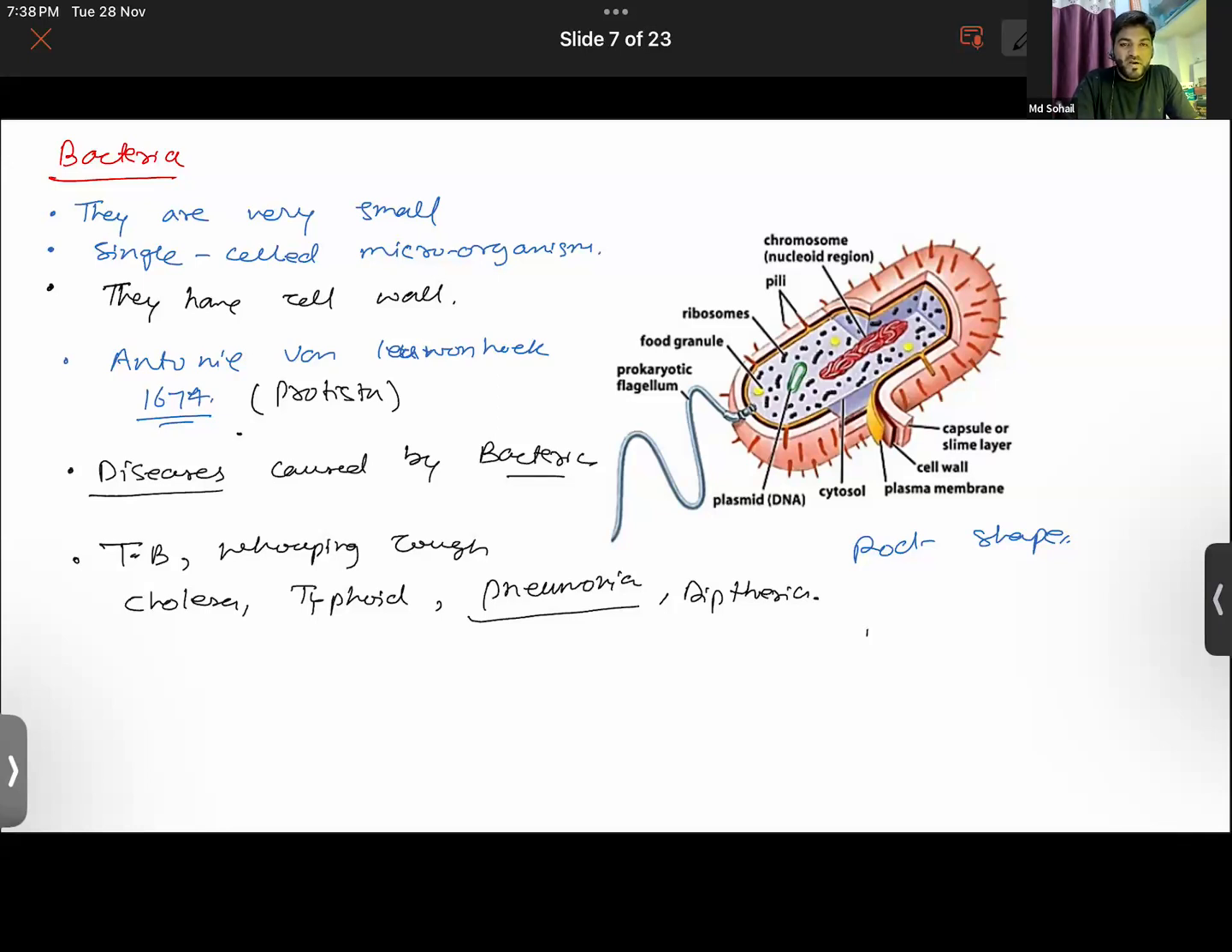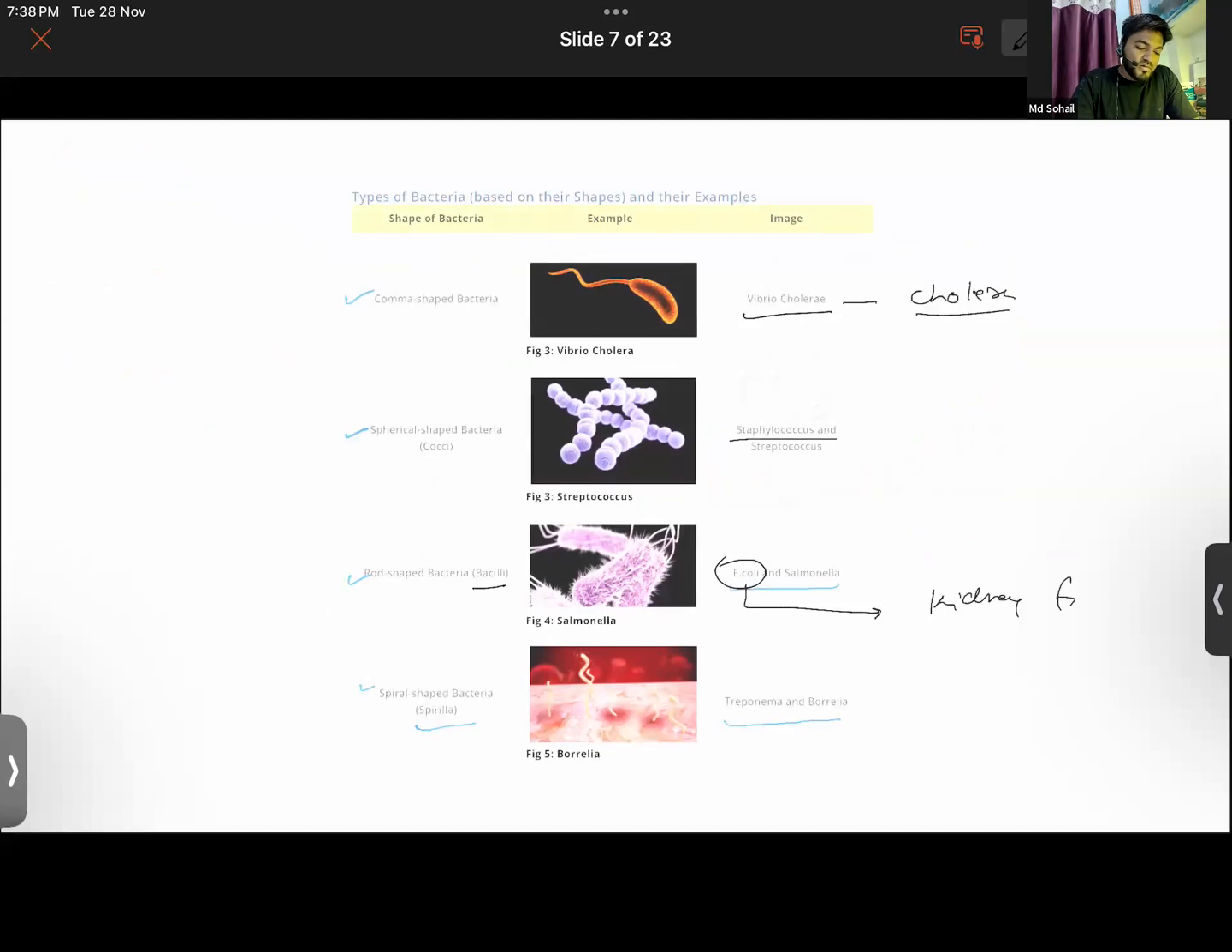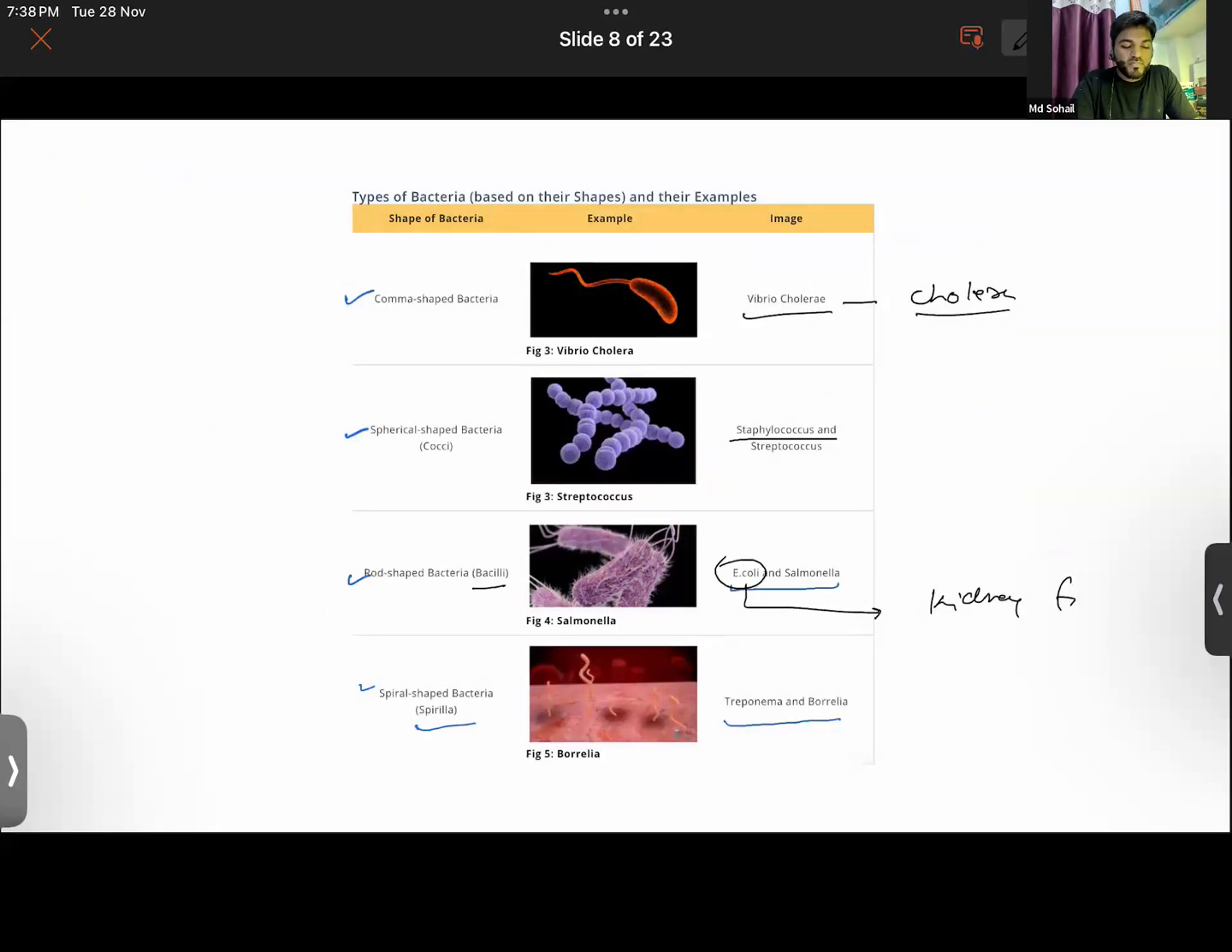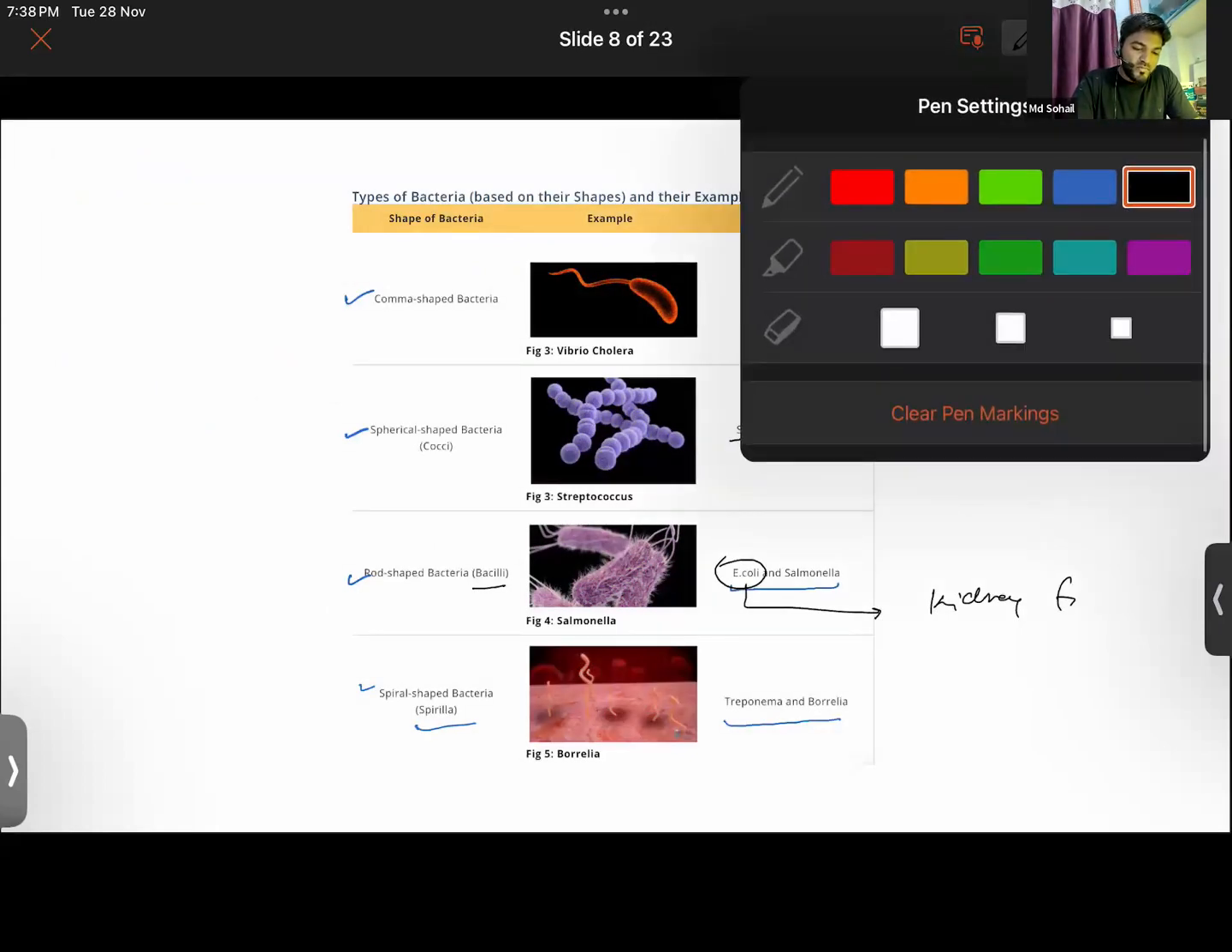The bad ones are called pathogens, while an example of the good ones is lactobacillus. Lactobacillus helps in making curd. Good. Okay.